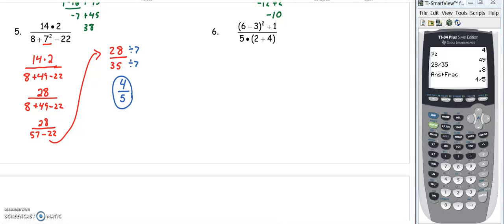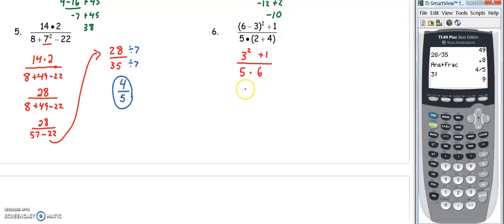Number 6, we have parentheses 6 minus 3 squared plus 1 over 5 times 6, parentheses 2 plus 4. So first I'm going to do my parentheses set. So I have a parenthesis of 6 minus 3, which is 3 squared plus 1 in the numerator. And in the denominator, we have 5 times 2 plus 4, which is 6. Our next step is the exponent in the numerator. So 3 squared is 9. 9 plus 1 over 5 times 6.